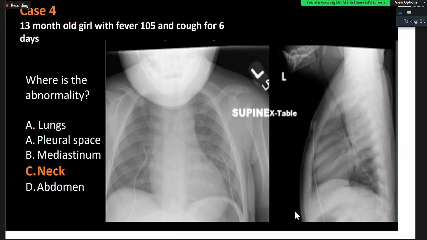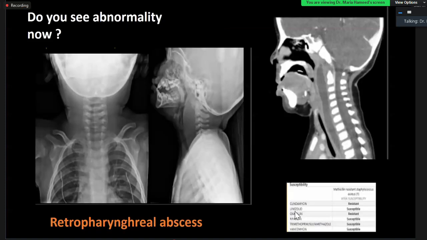Just like in this case, you see there is a high density, a soft tissue opacity, seen within the retropharyngeal space, and that is causing widening and significant compression of the airway. So based on these findings, which we have picked up on the lateral view, we go for a dedicated X-ray neck AP and lateral view.